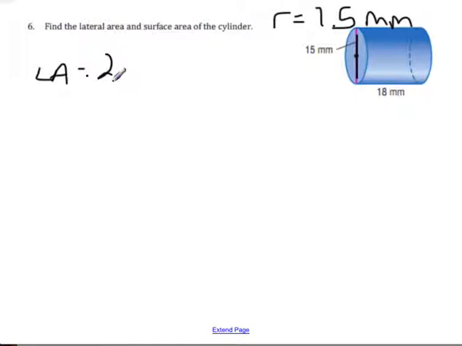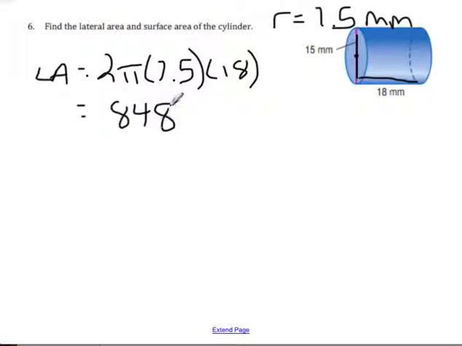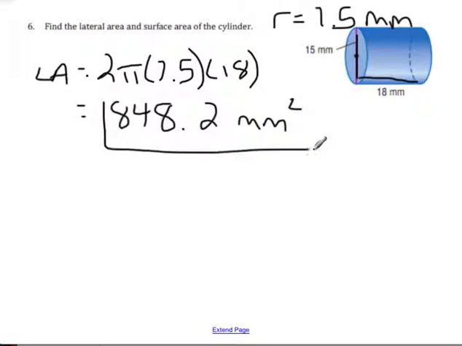Well, I'm going to have 2 times pi, and then I'm going to multiply that times the radius, which is 7.5. Then I need to take that and I need to multiply it by the height. Now the height given to me is 18. So then in my calculator I can type 2 times pi times 7.5 times 18. And when you multiply that out, you get 848.2 millimeters squared. So that's for your lateral area.